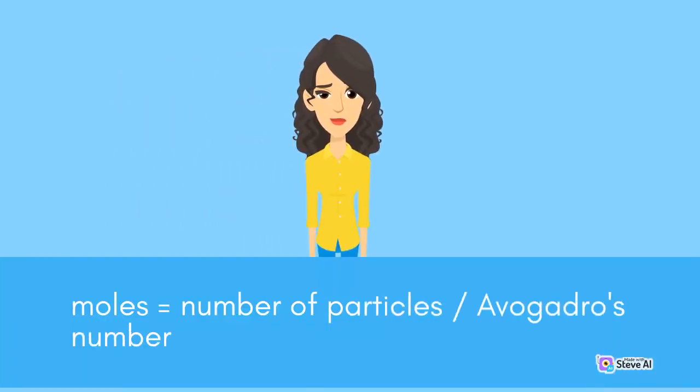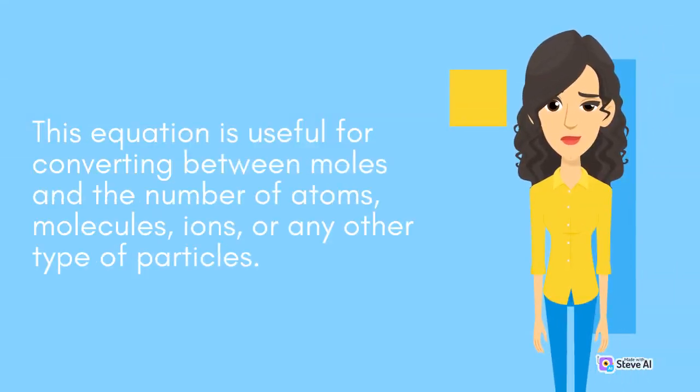Moles equals number of particles divided by Avogadro's number. This equation is useful for converting between moles and the number of atoms, molecules, ions, or any other type of particles.